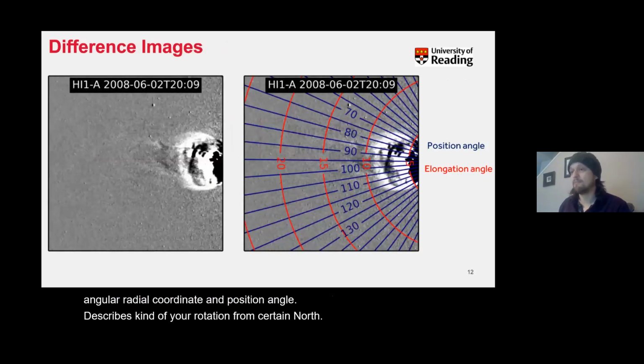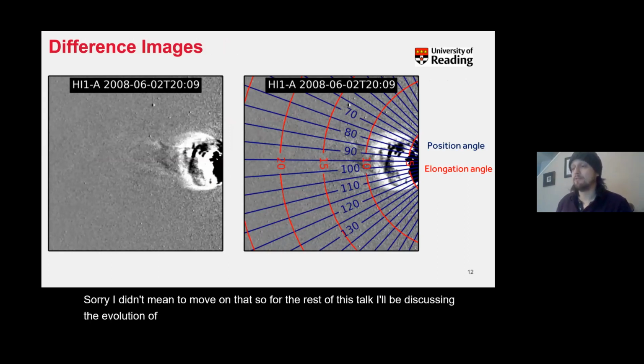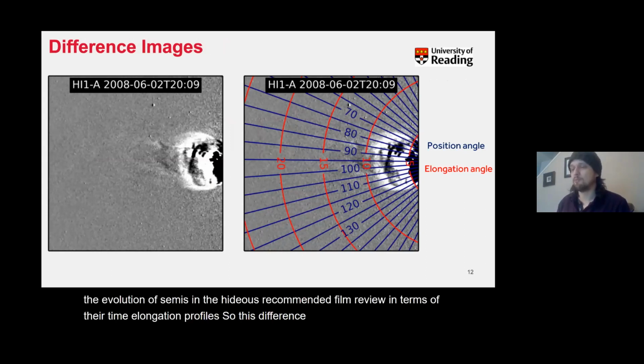Sorry, I didn't mean to move on there. For the rest of this talk, I'll be discussing the evolution of CMEs in the heliospheric imager field of view in terms of their time elongation profiles. This difference imaging also helps deal with the fact that the star field is very bright in the heliospheric imager field of view.